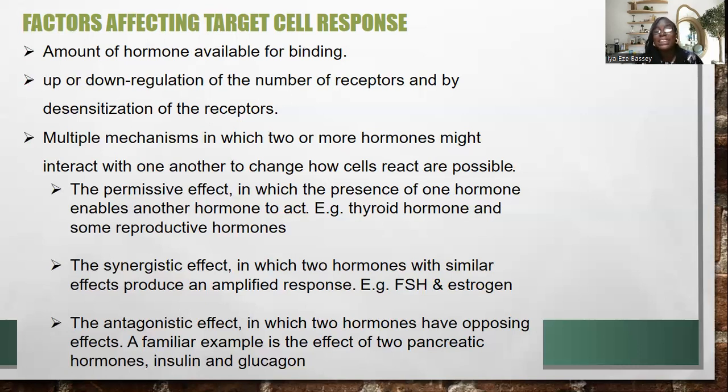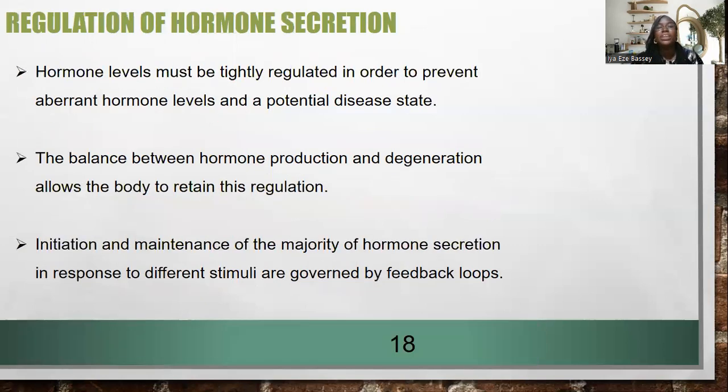And then the antagonistic effect, where you have two hormones having opposing effects. A familiar example is insulin and glucagon. Insulin is a hypoglycemic agent. Glucagon is a hyperglycemic agent. So when glucose level is high, insulin is produced, you understand? But glucagon has a kind of antagonistic, opposite effect on it. So those are the things that can affect target cell response.